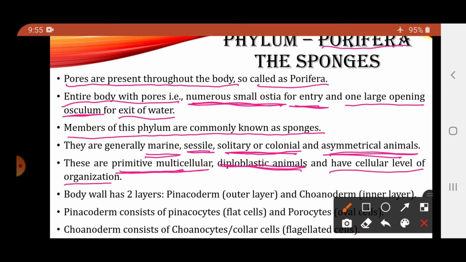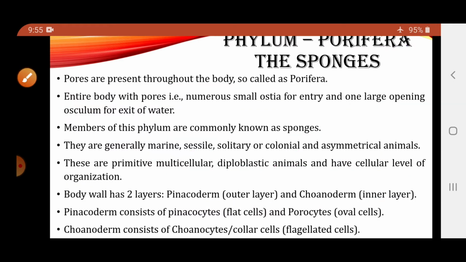Now, very important students, the body wall is covered by two layers. The outer layer is called the pinacoderm and the inner layer is called the coenoderm. So, their body wall has two layers, pinacoderm which is the outer layer, and coenoderm which is the inner layer. Derm is basically related to the skin. So, the body is covered by two layers.